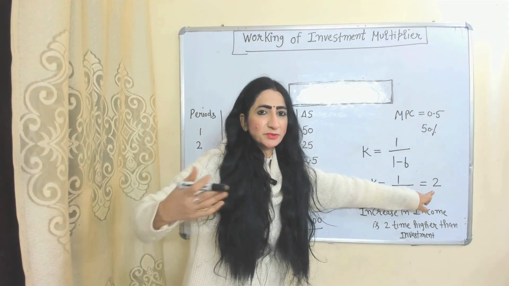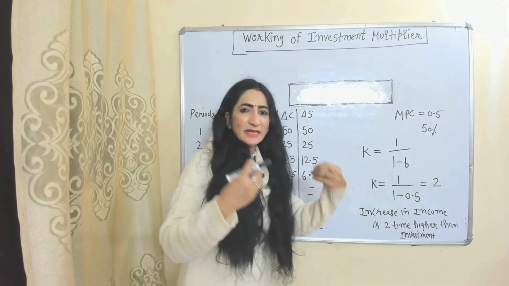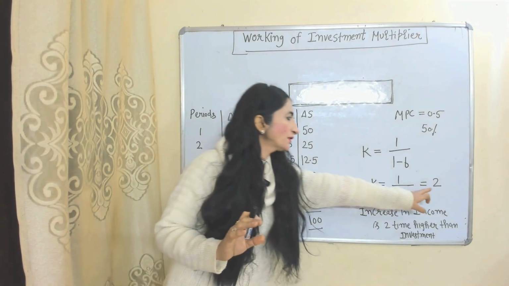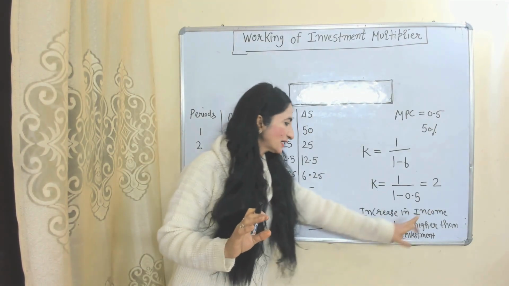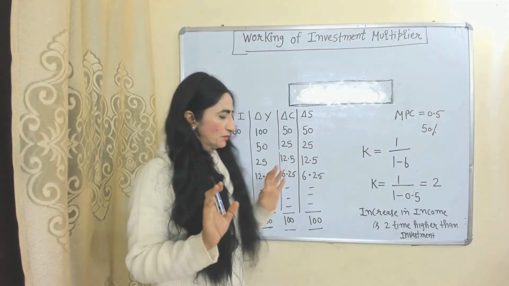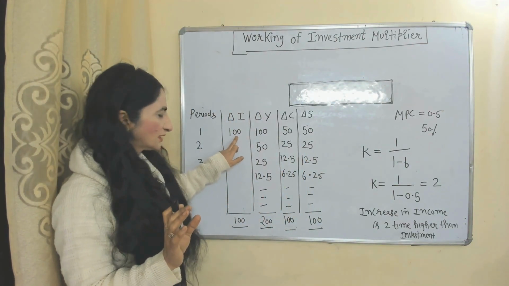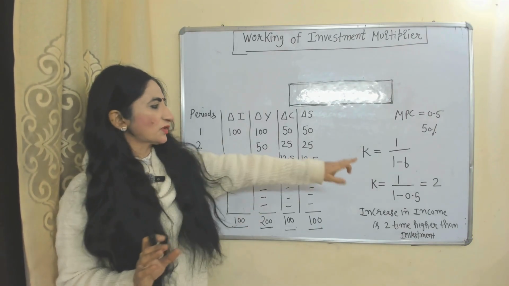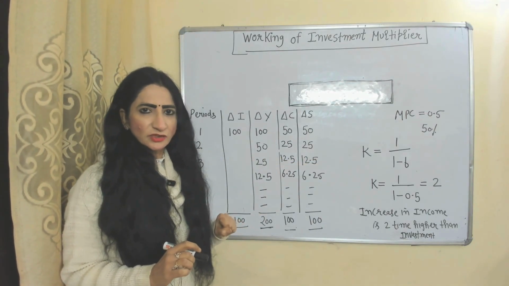As we know, investment multiplier says how many times income increases due to increase in investment. And the value of investment multiplier is 2. That means increase in income is 2 times higher compared to investment. So we can say the 100 investment leads to 200 change in income. That's why the value of investment multiplier is 2.